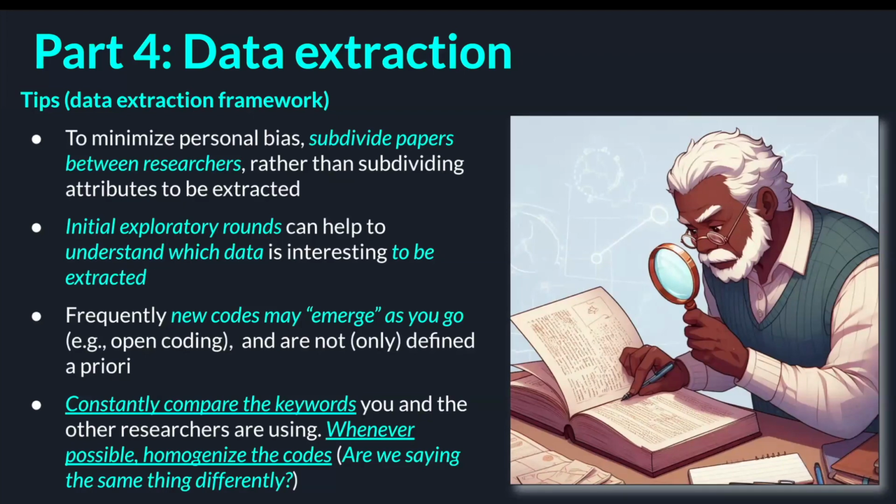If you're working with somebody else, usually you subdivide the papers. In general, you do some exploratory rounds on some primary studies to understand where you're going basically. So what data you can extract from the papers, what is interesting, what is not. And usually, as said, new codes emerge as you go, right? So data-centric was never a thing before. I found a paper on it. I will now have this new code in my data extraction framework.